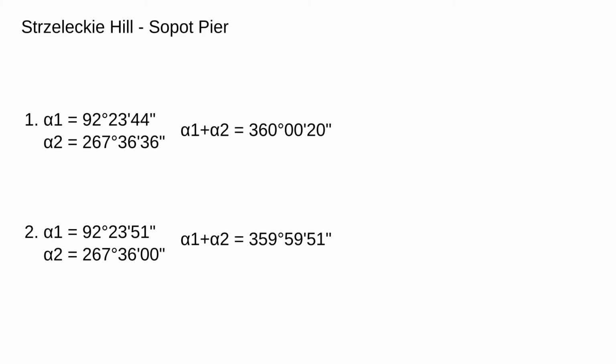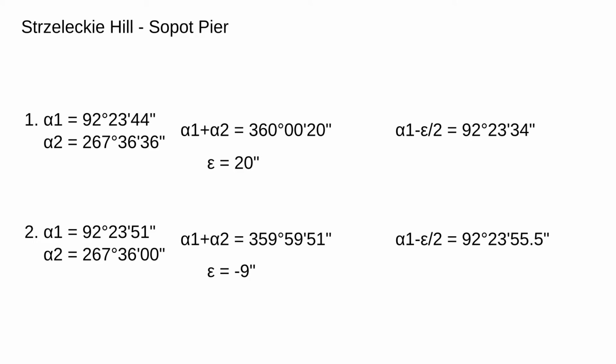The sums of the angles, as you can see, differ slightly from 360 degrees. So we subtract 360 degrees to obtain the error, and we subtract half of it from the smaller angle. As the last step, we average the results. This will be the vertical angle we will use for this point.